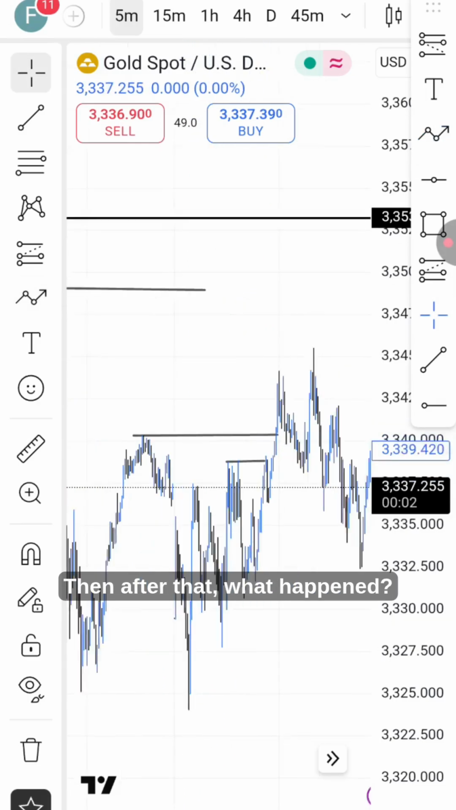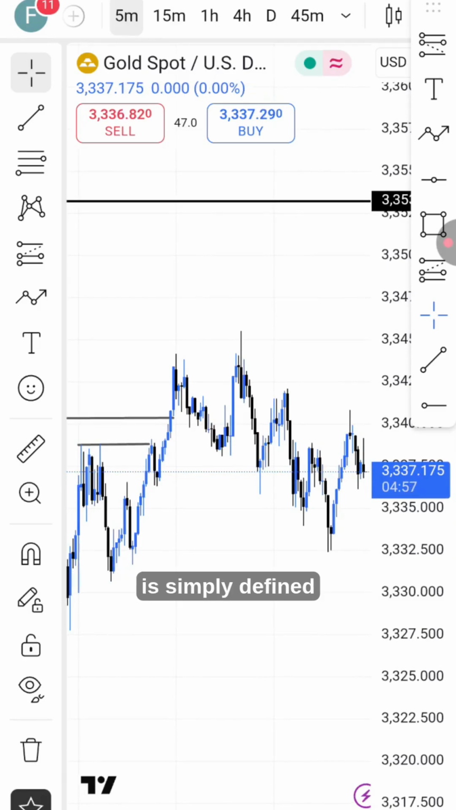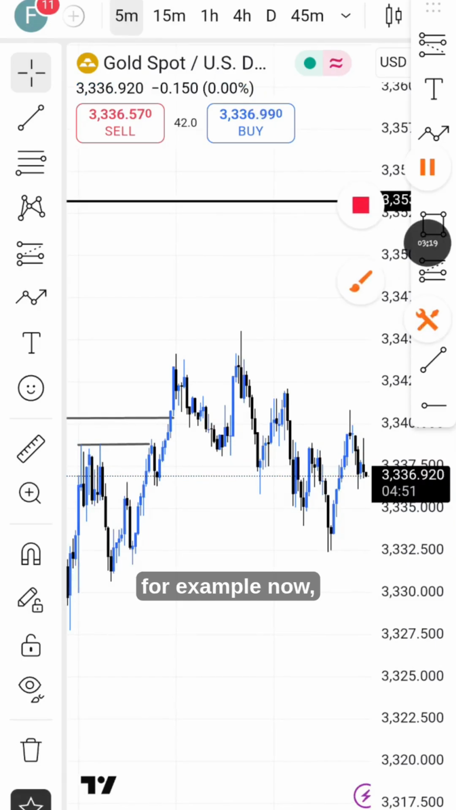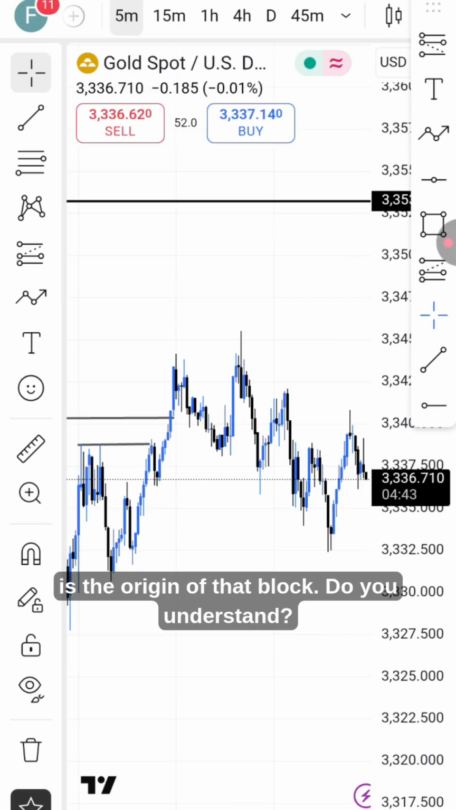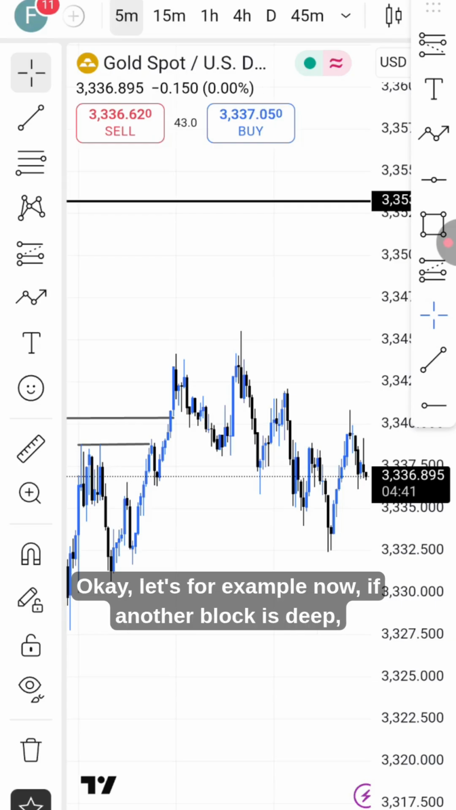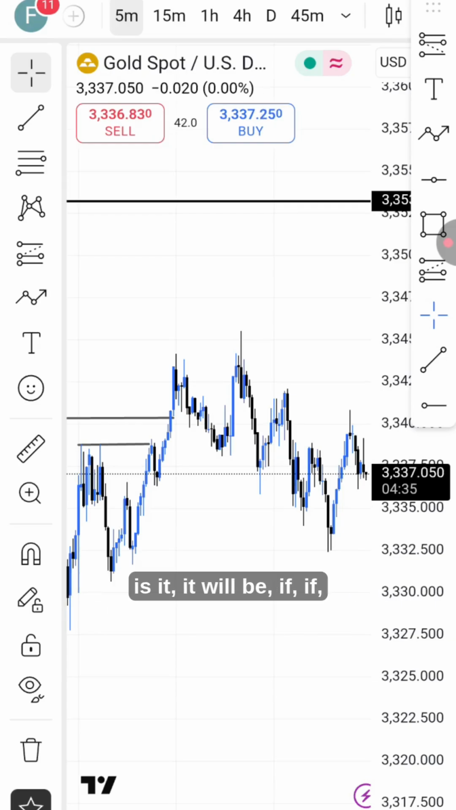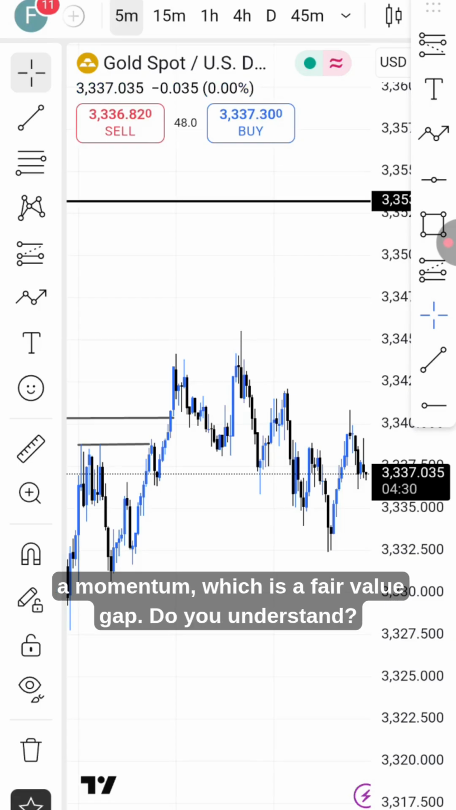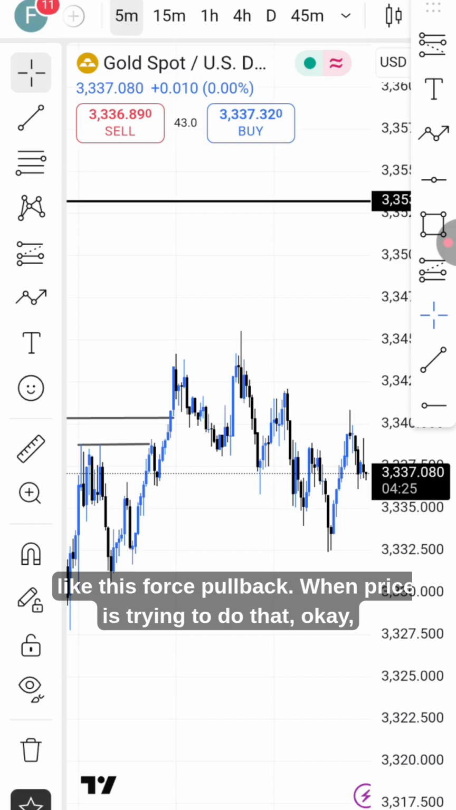Then after that, what happened? Now inducement is simply defined as, for example, after a valid break of structure, when another block is being spotted, or another block has played, or when another block is the originator of that break of structure. Do you understand? Let's say another block is what caused a break of structure by creating a momentum, which is a fair value gap. Do you understand?